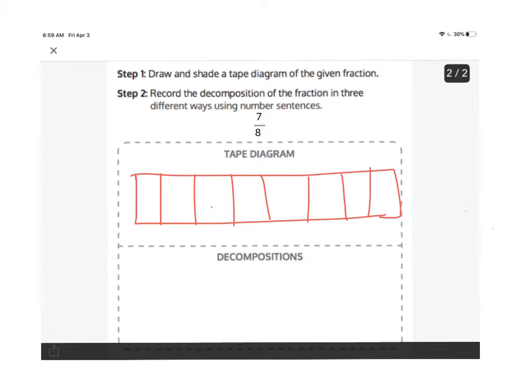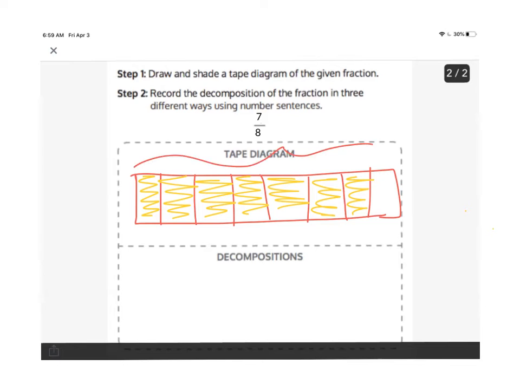But the whole number is not shaded. Only 7/8 are. So I'm going to go in and I'm going to fill in 1, 2, 3, 4, 5, 6, 7. So I didn't fill in my whole bar because the whole bar is equal to 1, and the fraction given is not equal to 1 whole. I only have 7/8 to fill in.